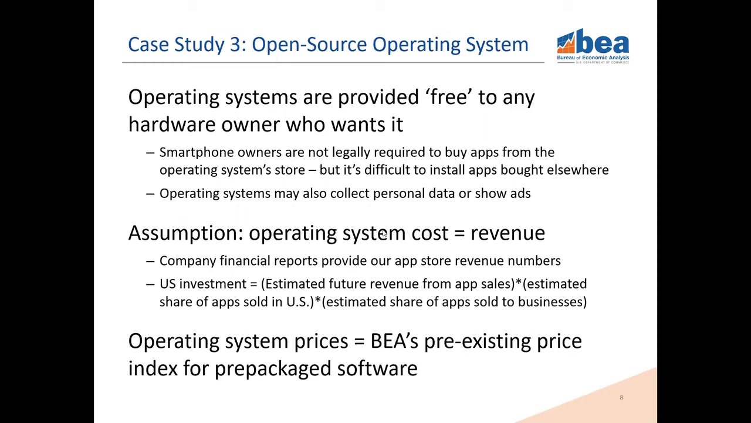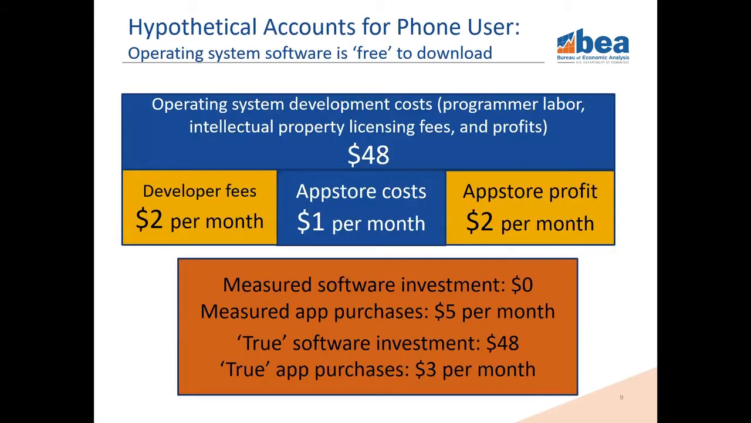And so what we get is operating system prices of just BEA has some nice pre-existing take. And so this is the same sort of accounts. The only difference is that instead of calling it hardware investment before, it's software investment now. What you get is that purchases are overestimated and measured investment is underestimated. And once again, this particular investment for one cell phone is not going to change the accounts.